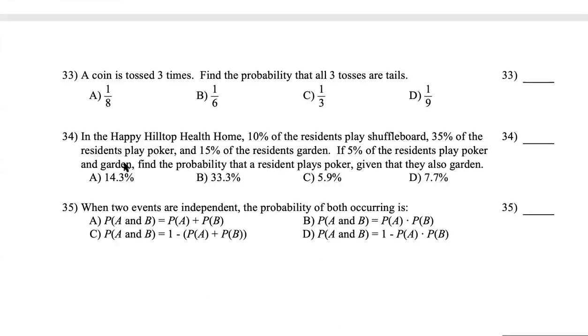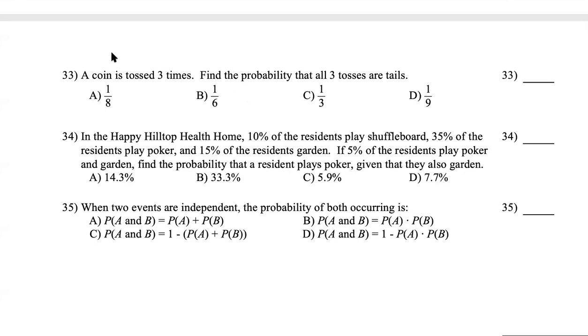Number 34. In some healthy home, 10% of the residents play shuffleboard. I don't even know what that is. 35% play poker, I know that. 15% do some gardening. Now, if 5% of residents play poker and garden, like both, find the probability of a resident playing poker given they also do the gardening.